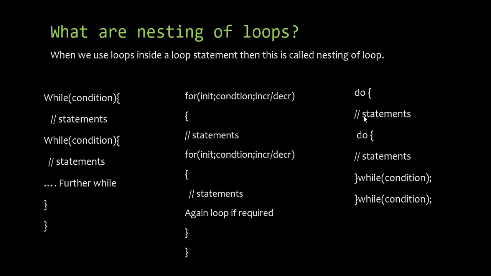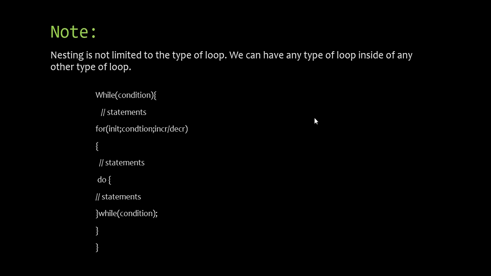And this is not only the case. You can note down one thing: nesting is not limited to the type of loop. Indirectly, I want to say, if you are using a while loop, it doesn't mean you have to use a while loop again inside it in order to make the nesting of loop. You can have any type of loop inside any loop. Suppose our outer looping statement is while, and inside that I can use the for loop, and inside this for loop I can again further utilize the do while loop. In the same way, I can change the order or the type of loop at any time depending on my program.